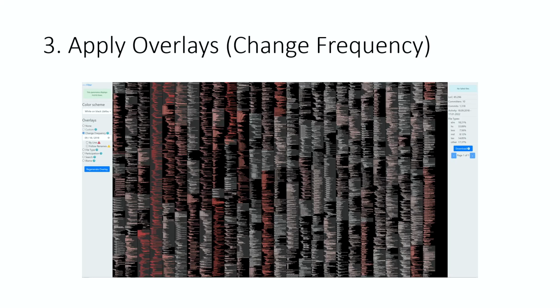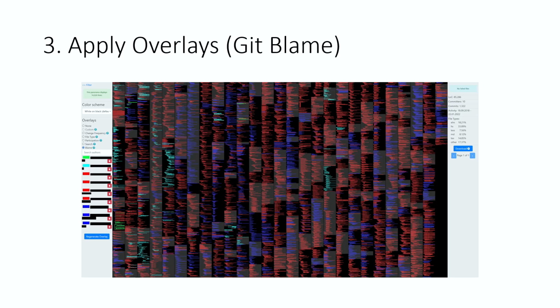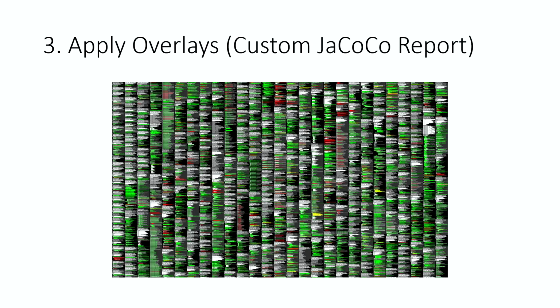We can now inspect the generated panorama and switch between different color overlays, for example the change frequency overlay selected here again. We can also switch, for example, to the blame overlay, showing which authors have changed which lines last. CodePanorama also supports custom overlays.